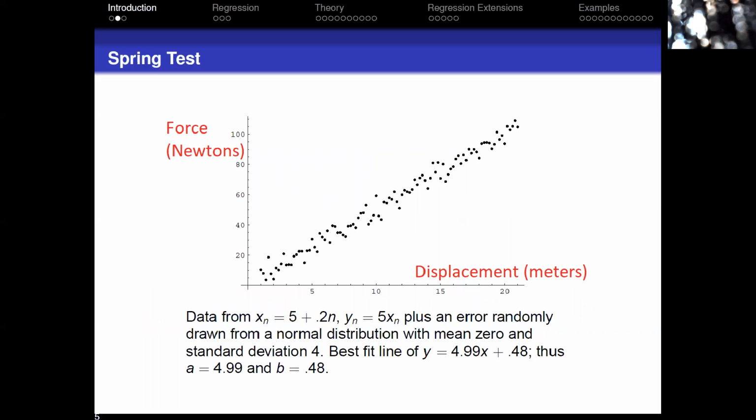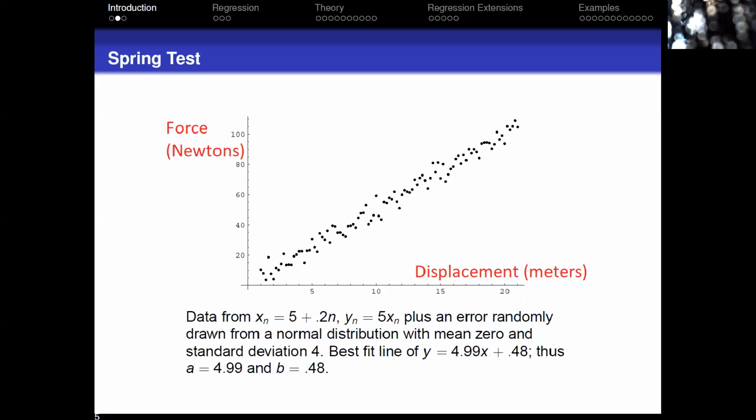So let's put labels. Force in newtons and displacement in meters. You might remember this as Hooke's law from physics. Force is proportional to distance. We're going to talk about linear regression, trying to find the best fit line. Most relations in the world are not linear. We will talk about how to deal with that.